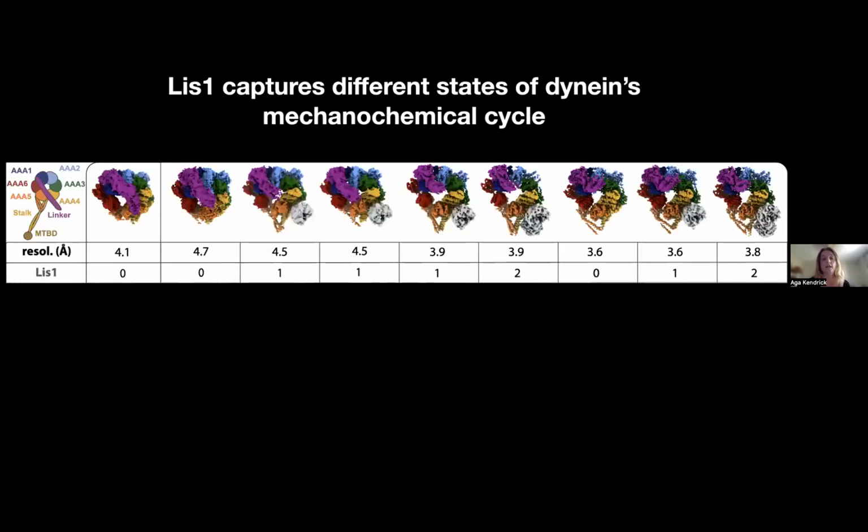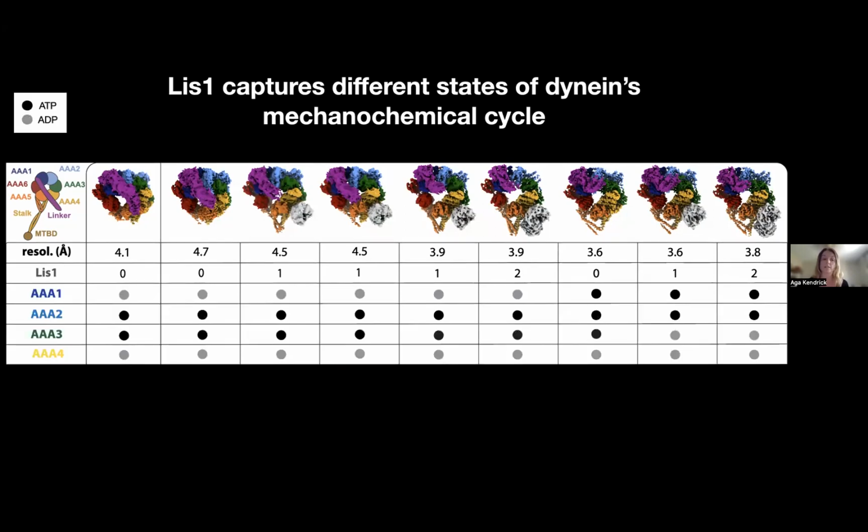From this analysis, I was able to identify 9 different structures, and I colored these structures based on the schematic on the left. So you can see the different AAA domains as well as the linker. And hopefully you can appreciate in here that all these structures have different conformations and show different LIS1 binding. I also had very good resolution within the AAA rings, so I was able to assign the nucleotide states for the 4 AAA domains that bind nucleotide.